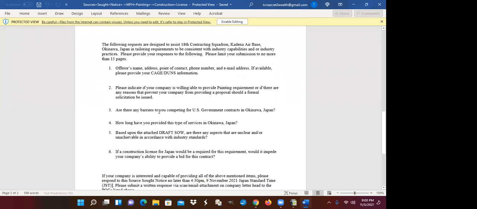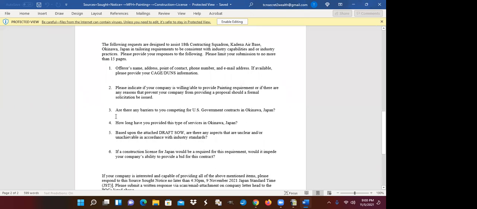Are there any barriers to you competing for U.S. government contracts in Japan? And one of those barriers is going to be child support. If you have any child support or warrants or something like that, you aren't going to be able to make it over there, so if you're trying to go yourself and you have those, that's a barrier.